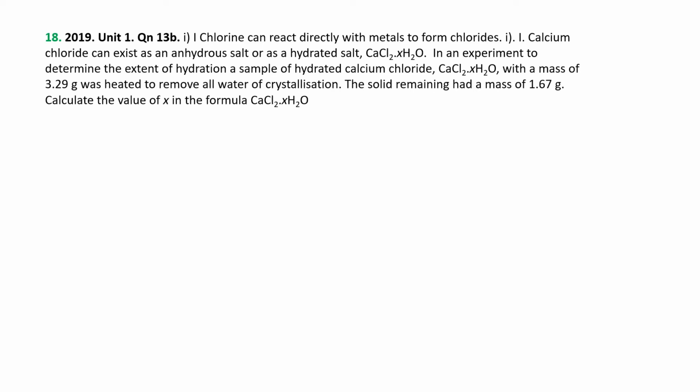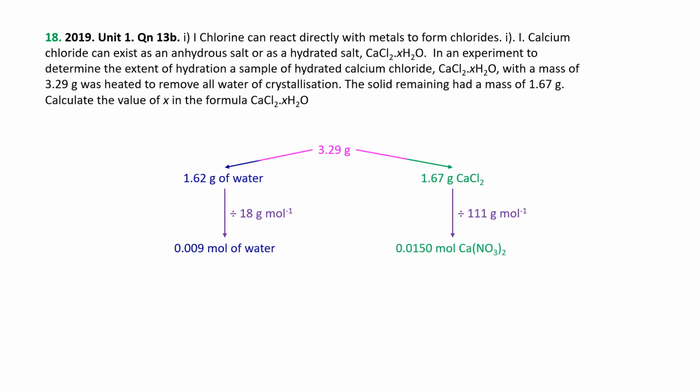So in 2019, in Unit 1, they started talking about calcium chloride, which can exist as an anhydrous salt or the hydrated salt here. So an experiment to determine the extent of hydration, sample of the hydrated calcium chloride, so 3.29 grams, was heated to remove all the water. The solid remaining had a mass of 1.67 grams, and that is, of course, 1.67 grams of calcium chloride. 3.29 minus 1.67 is 1.62 grams of water that was driven off. Usual process, convert to moles. We divide by the smaller number, so 0.015, and so what we see is that there's 6 moles of water to every 1 mole of calcium chloride. X equals 6.